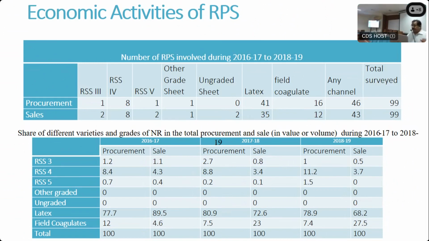We surveyed 99 of them, and during the period 2016 to 18, about 46 were involved in some form of procurement, and 43% were involved in some form of sale. In other words, about half of the RPSs were not involved in group sales activities. About half of them were only involved in buying rubber from the farmers and selling it in the market.